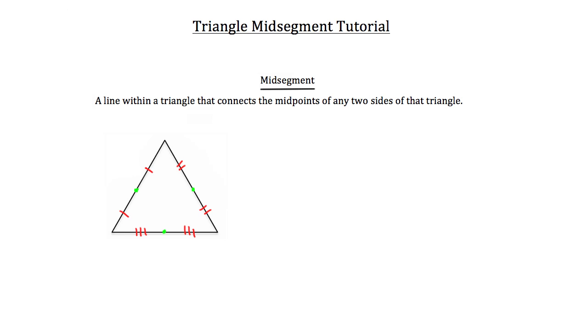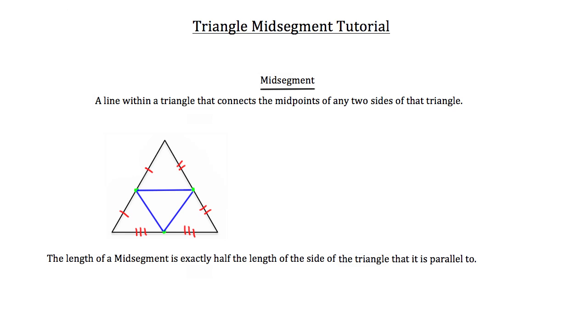So I'm going to go ahead and draw the 3 midsegments that are going to occur in this triangle. I've gone ahead and drawn them in blue. Now that we have drawn the midsegments, there's an interesting fact that you should know about those midsegments. That's this. The length of a midsegment is exactly half the length of the side of the triangle that it's parallel to. So what that means is that any one of these blue lines is exactly half the length of the side of the triangle parallel to that blue line.